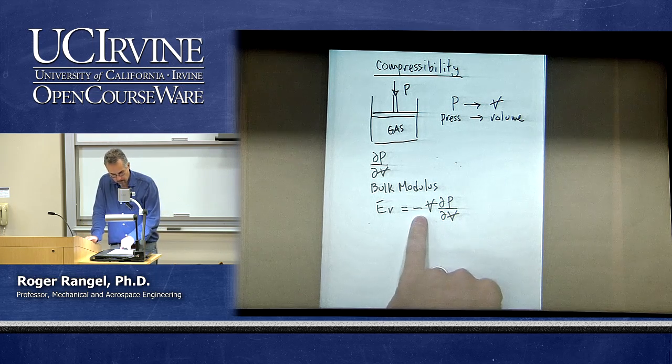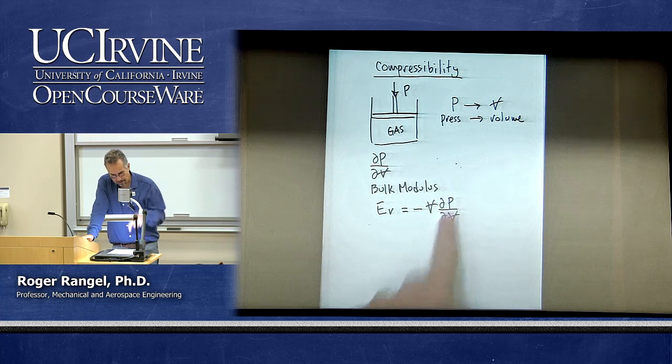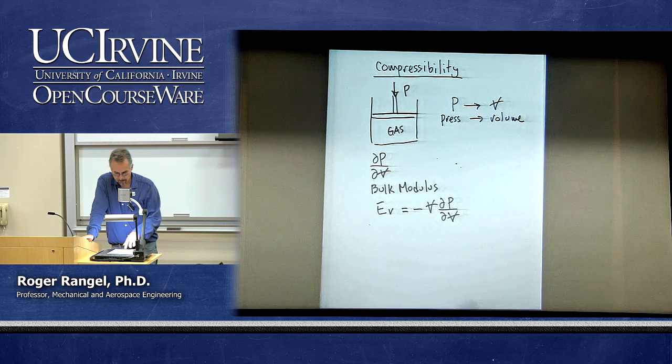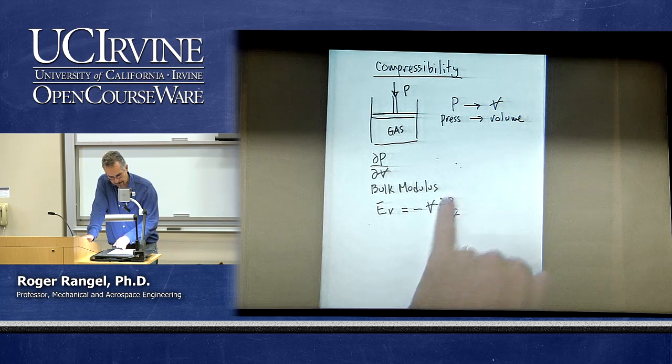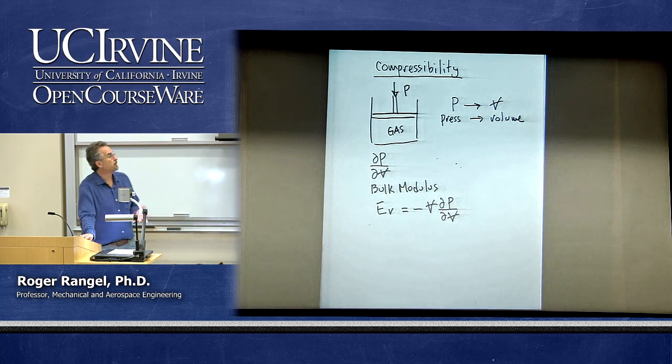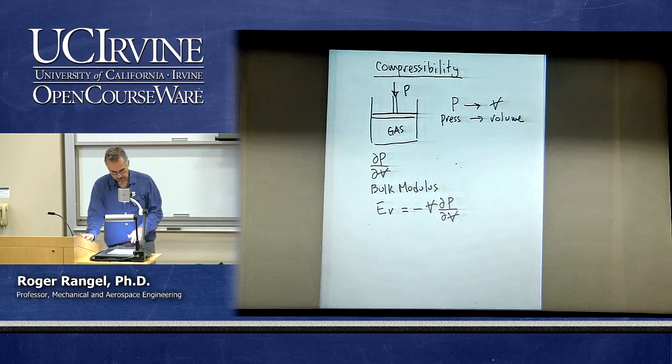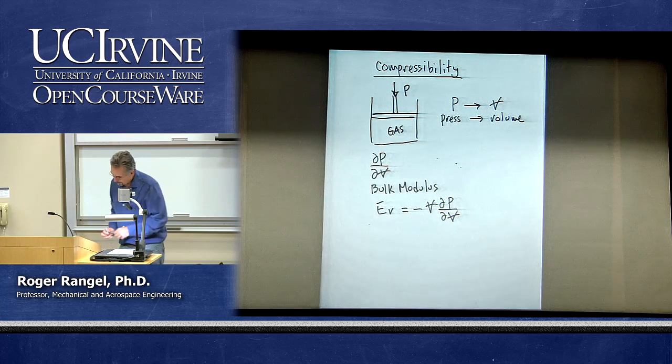The negative sign, of course, is because typically if you increase the pressure, you'll reduce the volume, or if you increase the volume, you'll reduce the pressure. Typically, this quantity will be negative, and therefore the negative sign makes the property bulk modulus be a positive property. Okay, so let's end it here, and in the next lecture, I'll say a few more things about other properties, and then we'll start talking about hydrostatics.